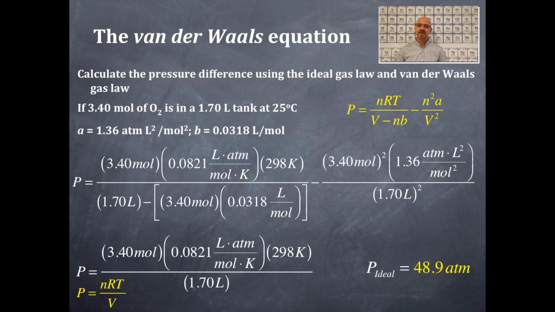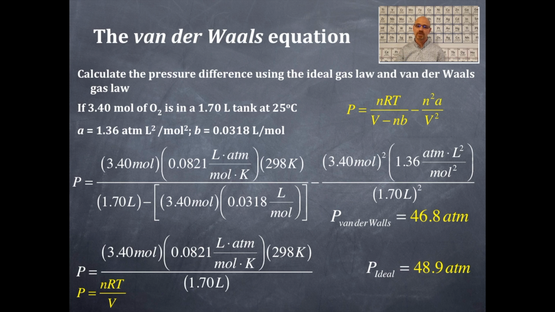On the left-hand side, you should see n, the number of moles, 3.40. I've got the gas constant, 0.0821 liters atmospheres per mole Kelvin, and the 298 temperature in the numerator. In the denominator, I've got the volume, 1.70 liters, minus nb. The n is the number of moles, 3.40 moles, and then the constant for B, and you should see that the units are appropriate. Then there's a minus sign and the other fraction, which is n squared a over V squared. You have 3.40 moles squared and the a constant for oxygen gas, 1.36, divided by the 1.70 liters squared. You shove all this into your calculator, and you get the pressure using the van der Waals equation, which is 46.8 atmospheres.